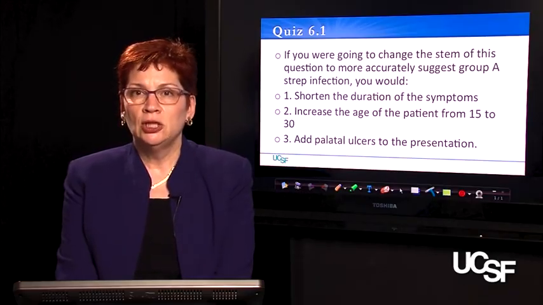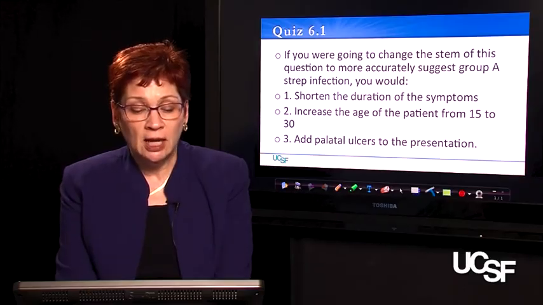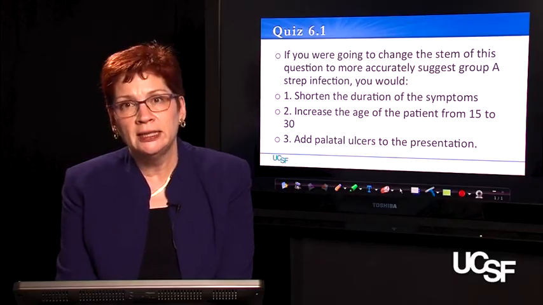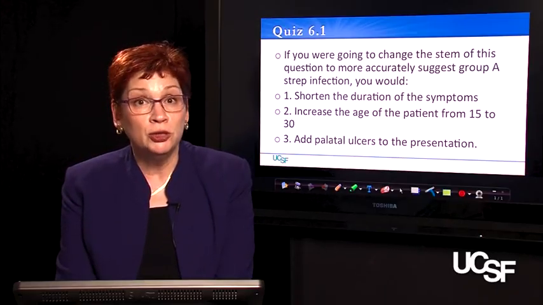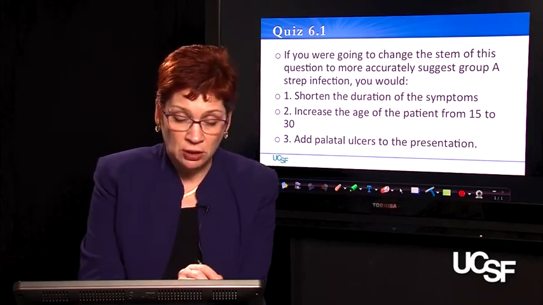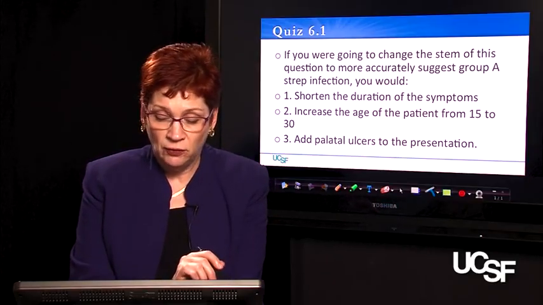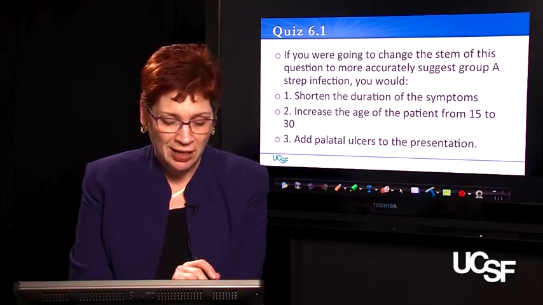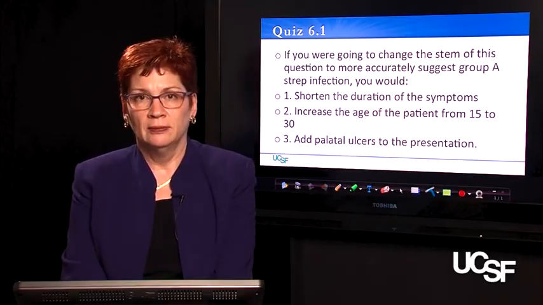So let me test your understanding. If you were going to change the stem of this question to more accurately suggest that the right answer was group A strep infection, how would you change it? Would you, 1, shorten the duration of symptoms? 2, increase the age of the patient from 15 to 30? Or 3, add palatal ulcers to the presentation?